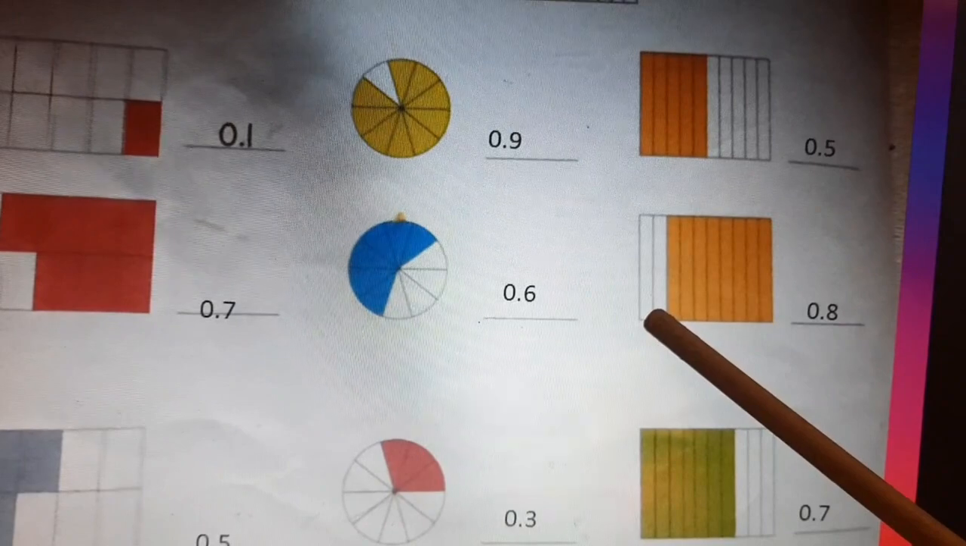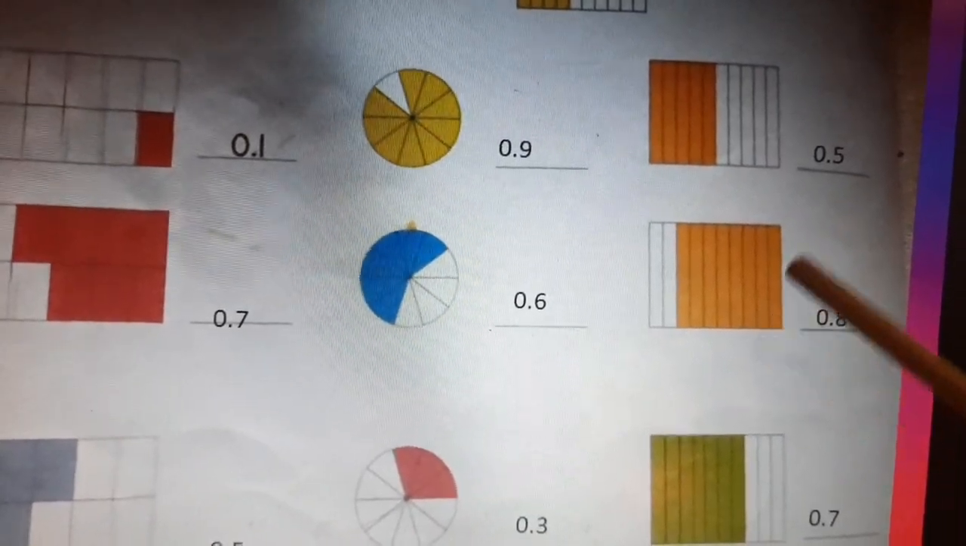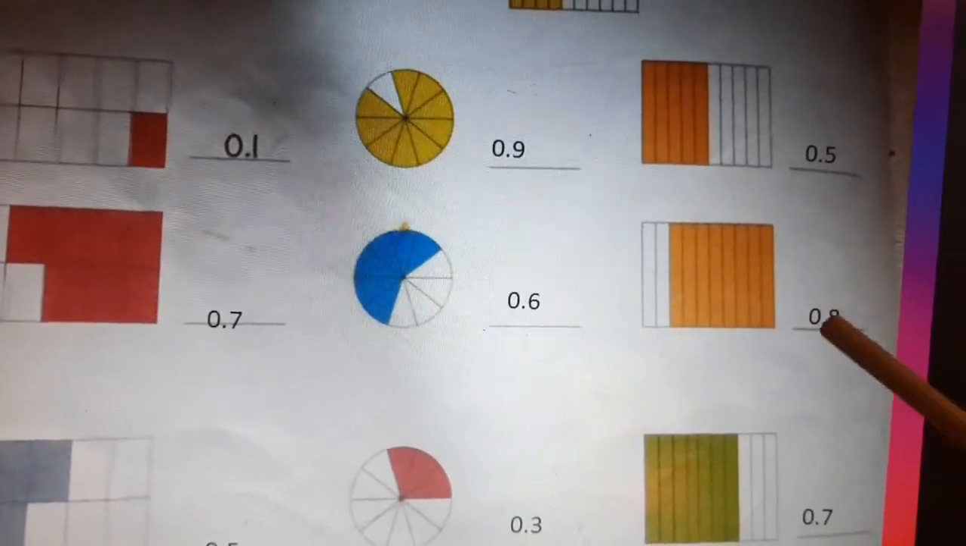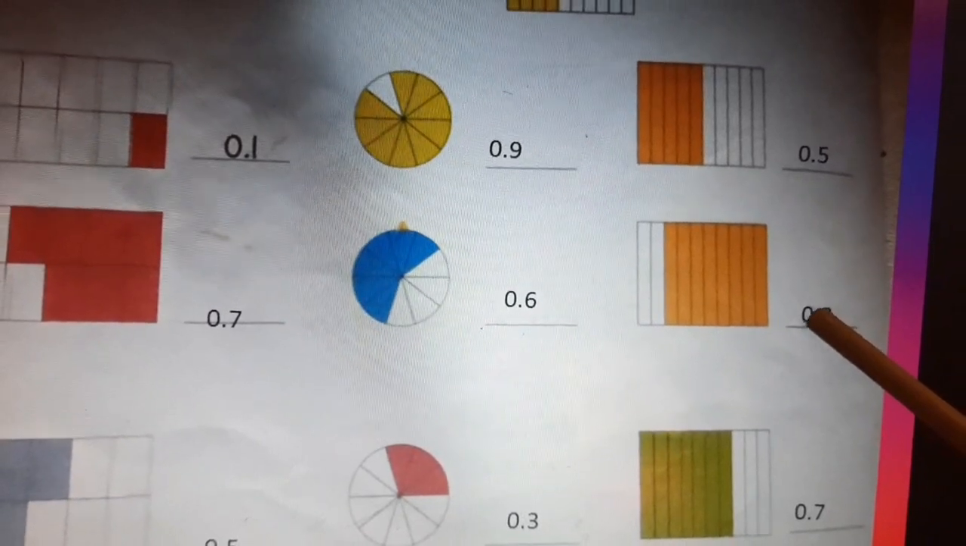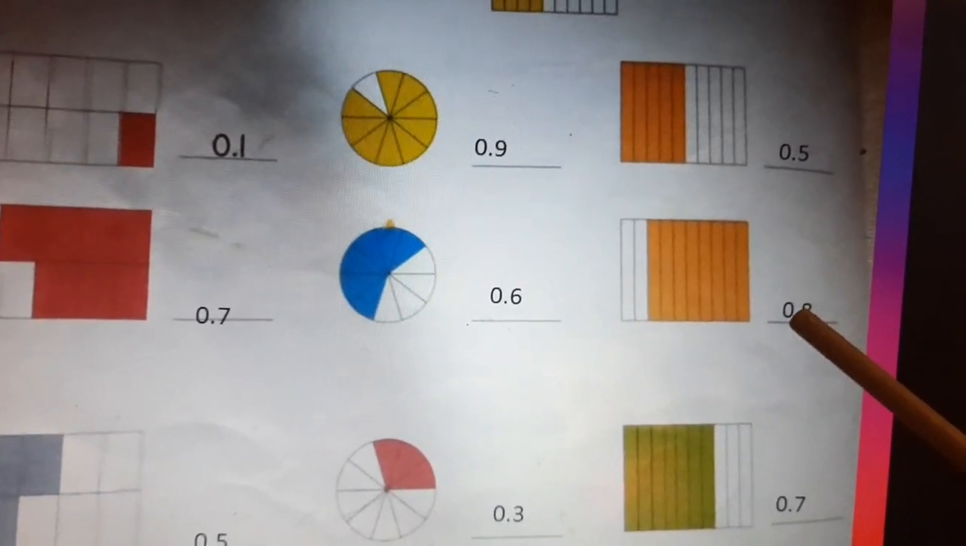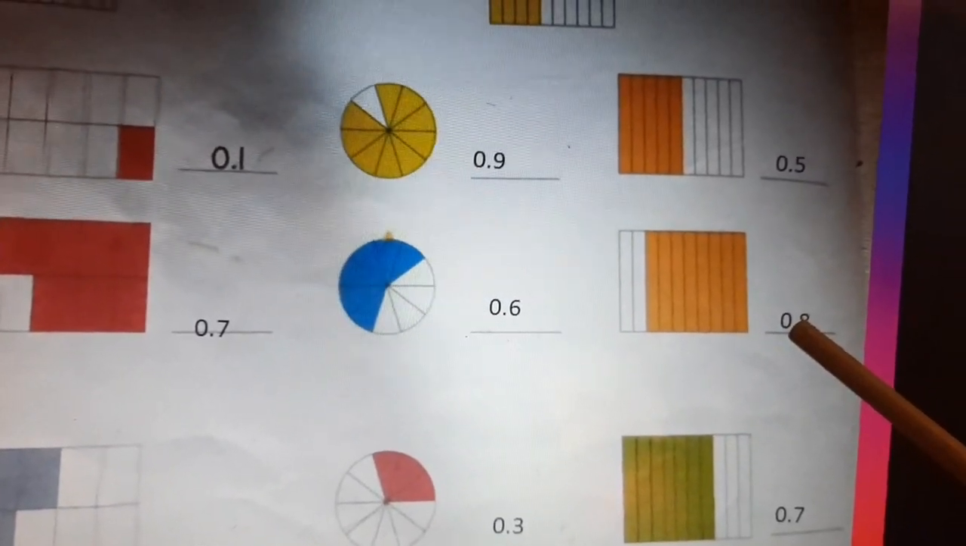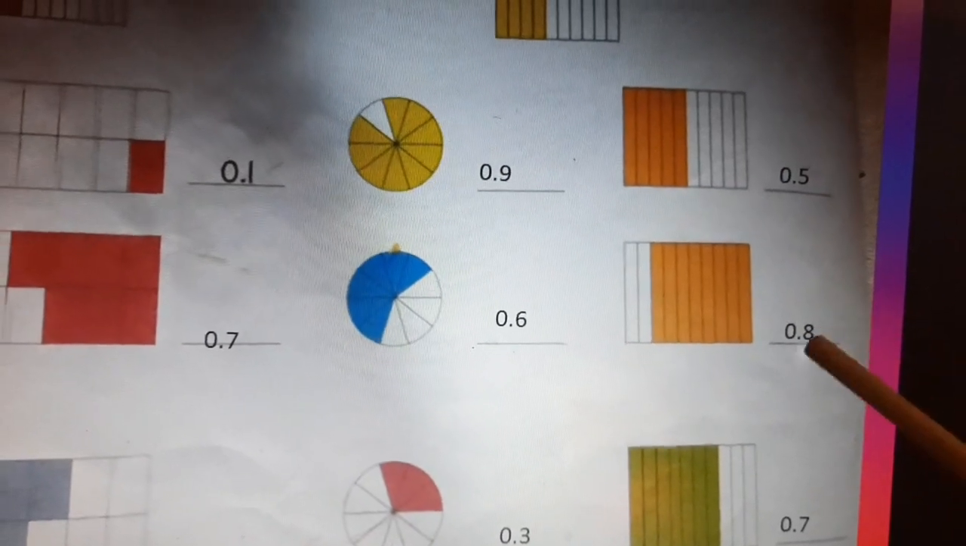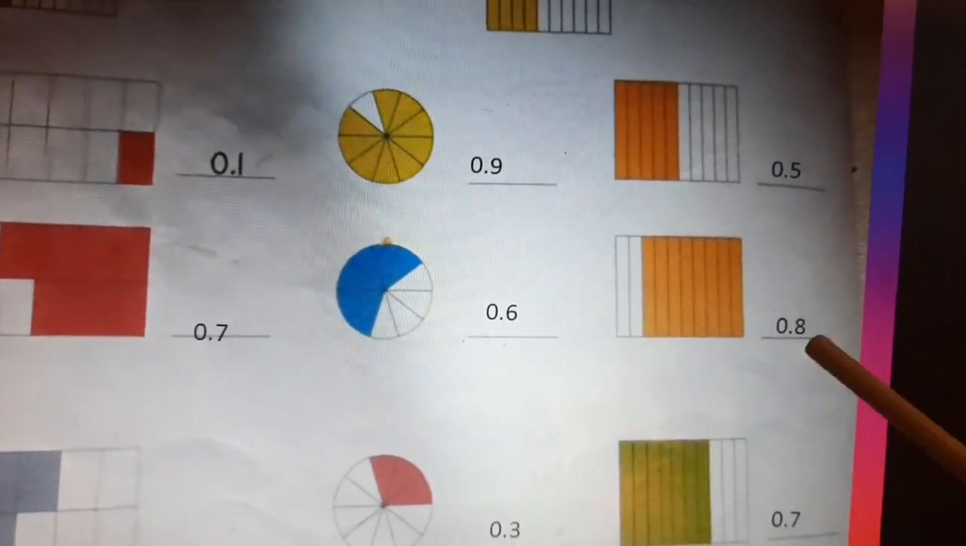8 out of 10. We can write this as a decimal. Put the decimal point first. After that, how many colored parts here? We have 8. Write 8. How can we read this? 8 tenths. Okay, here. How many colored parts are there? 1, 2, 3, 4, 5.